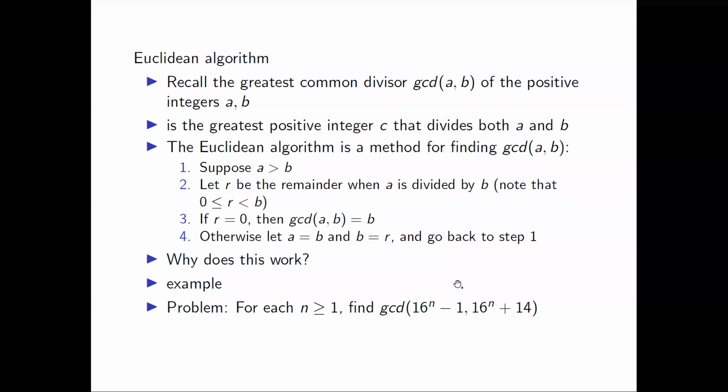And here's a problem for you to think about. For each n greater than or equal to 1, find the greatest common divisor of these two numbers, 16 to the n minus 1 and 16 to the n plus 14.